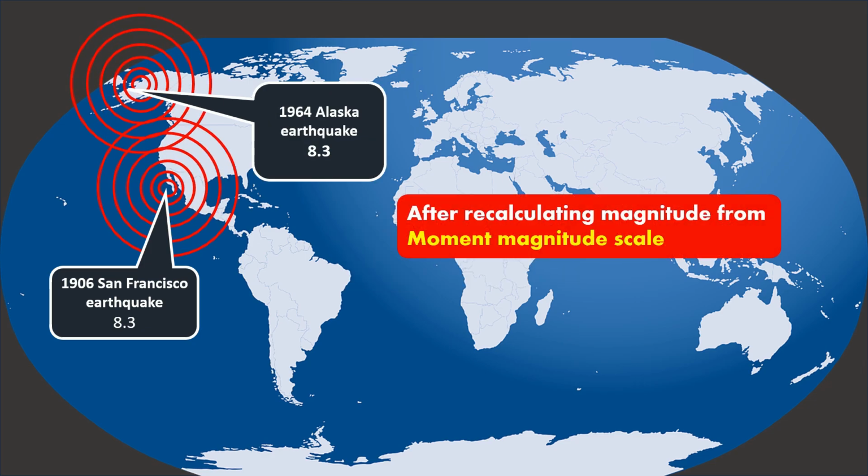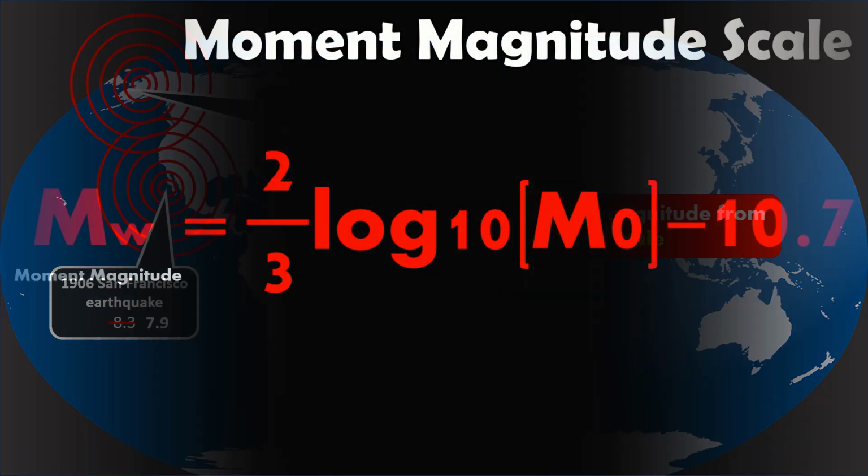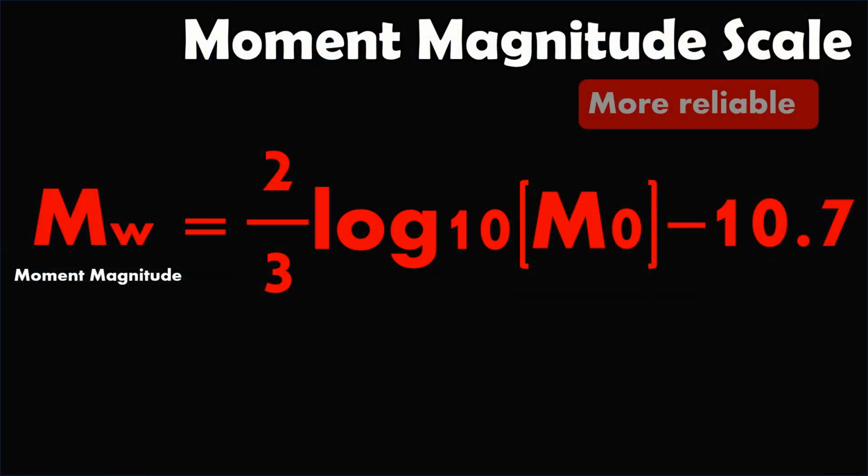But when scientists used the moment magnitude scale, the 1964 Alaska earthquake was upgraded from 8.3 to moment magnitude 9.2, because it released far more energy than originally measured. And the 1906 San Francisco earthquake was downgraded from 8.3 to moment magnitude 7.9, because it released less energy than first thought. This shows why MW is more reliable, as it reveals the true power of an earthquake.